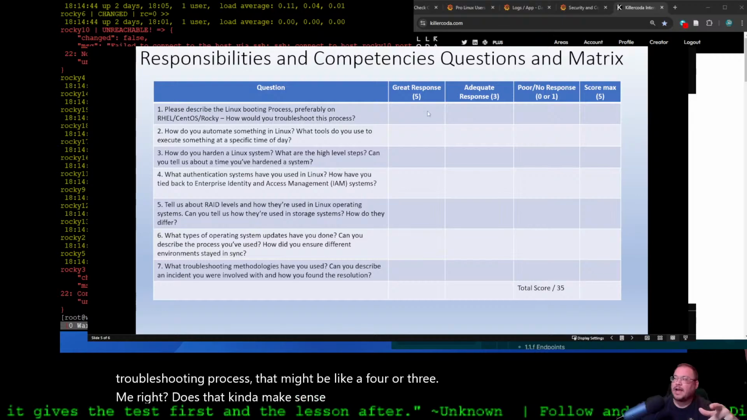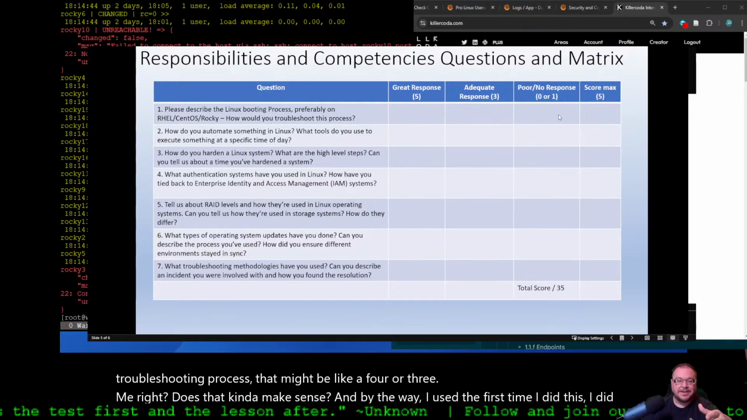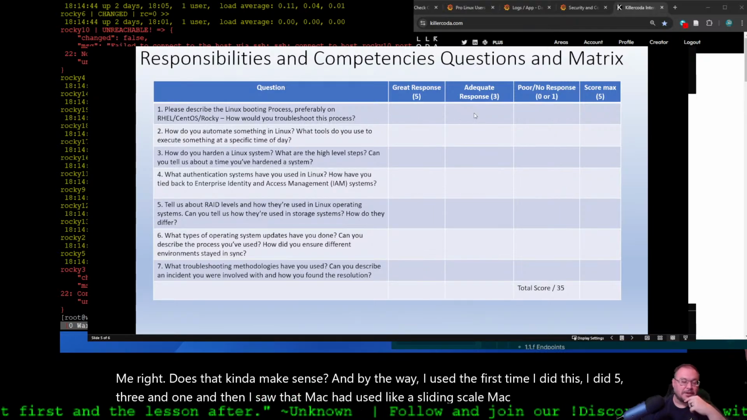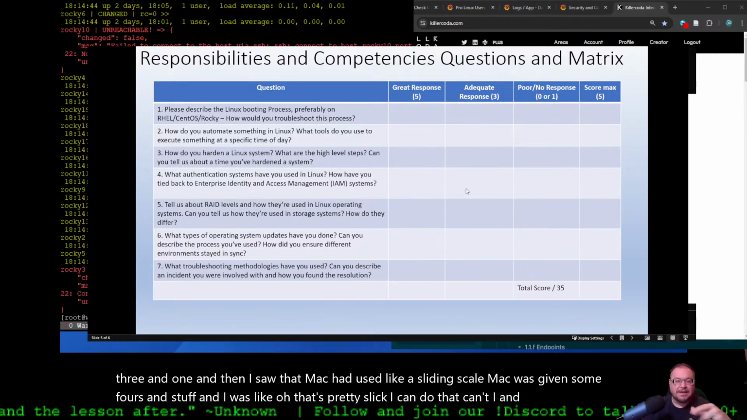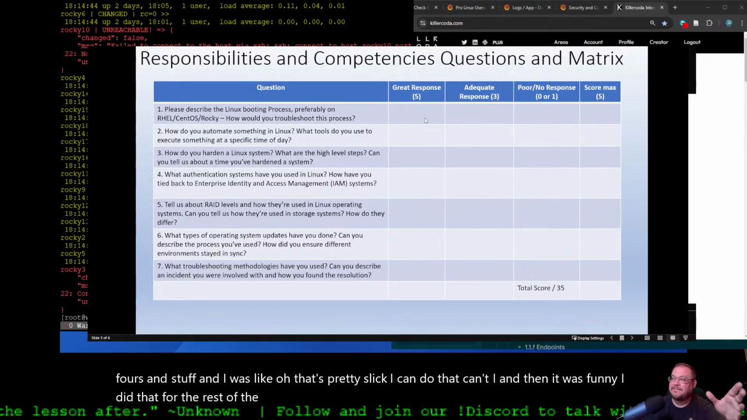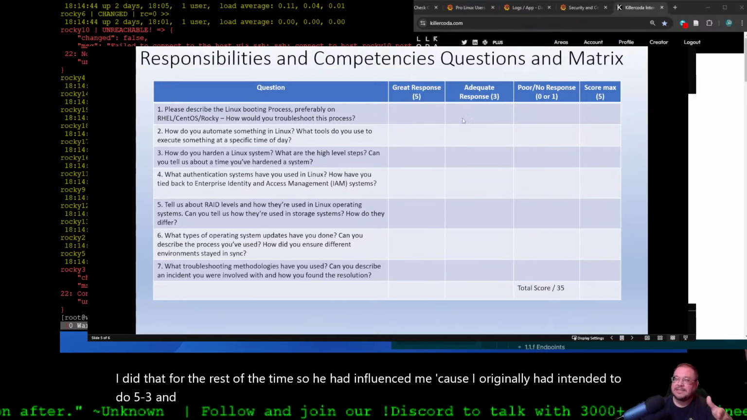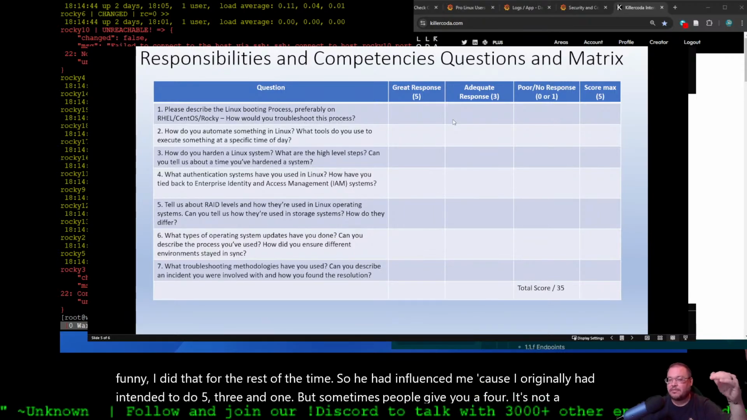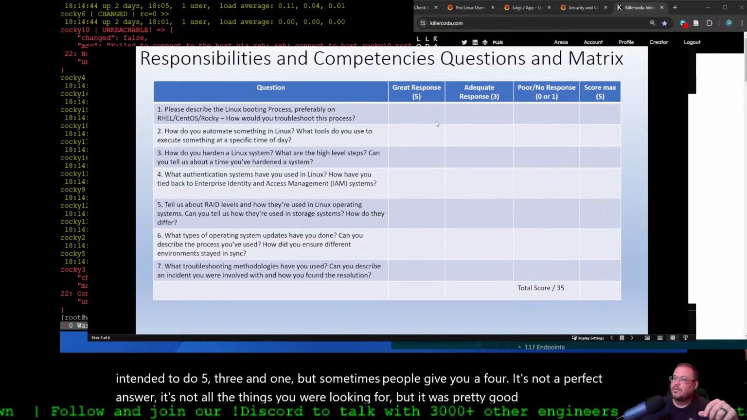And by the way, the first time I did this, I did 5, 3, and 1. And then I saw that Mac had used a sliding scale. Mac was giving some 4s and stuff. And I was like, oh, that's pretty slick. I can do that, can't I? And then it was funny, I did that for the rest of the time. So he had influenced me, because I originally had intended to do 5, 3, and 1. But sometimes people give you a 4. It's not a perfect answer. It's not all the things you were looking for, but it was pretty good, right? So that could be a 4.